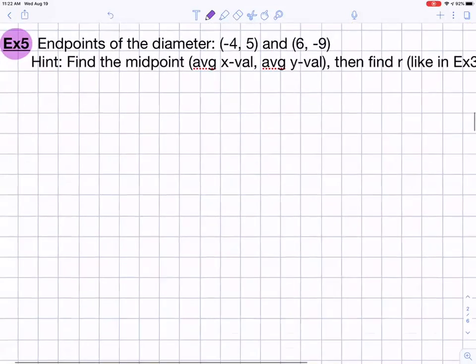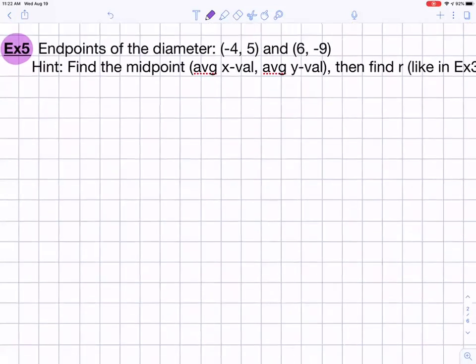Okay, so on this one, look at what you're handed. Don't pay attention to the hint yet. We'll talk about the hint. Just look at what you're handed. You got the endpoints of the diameter. What's a diameter? Okay, it's 2 times the radius.